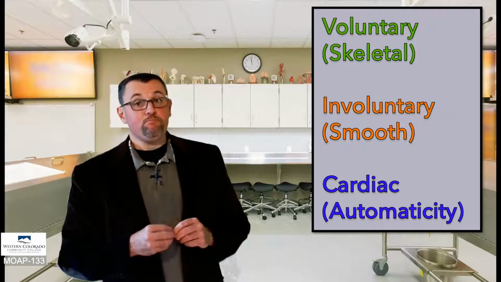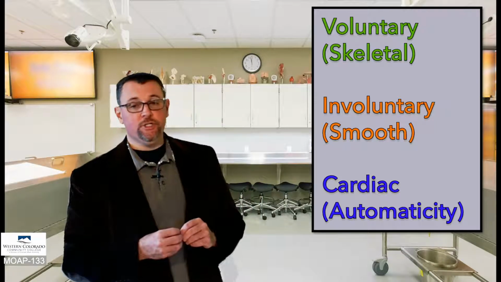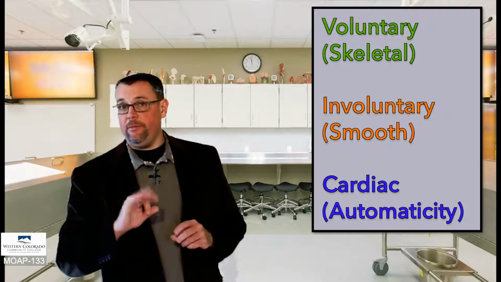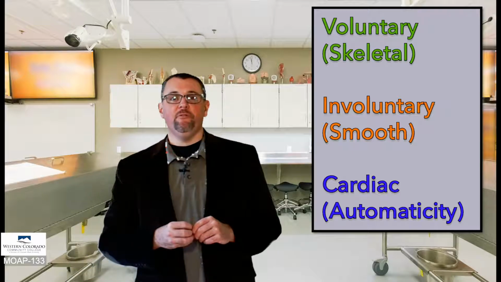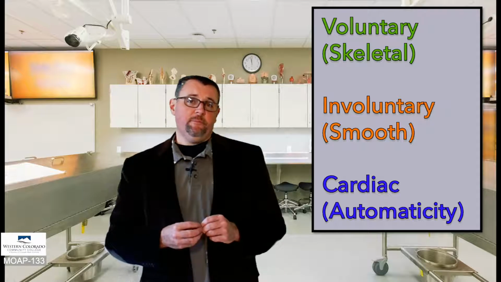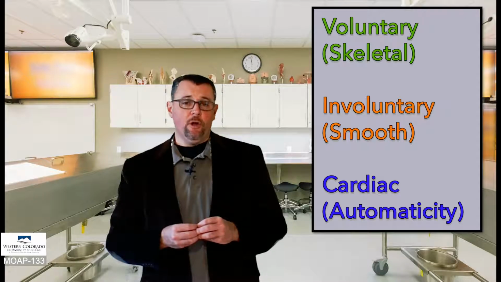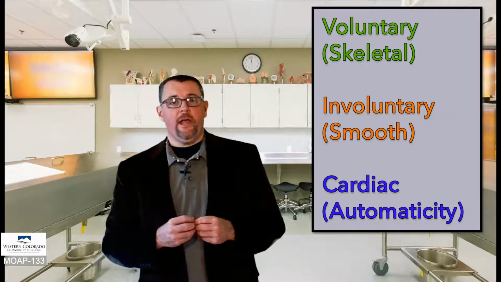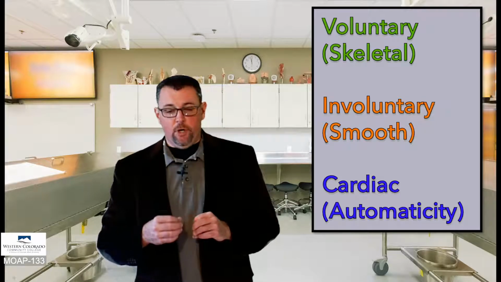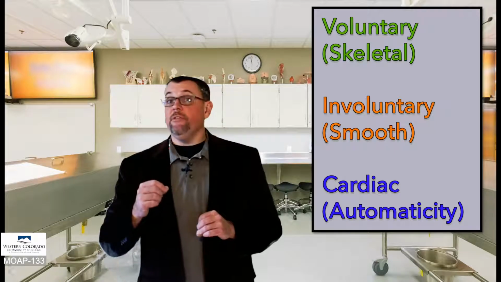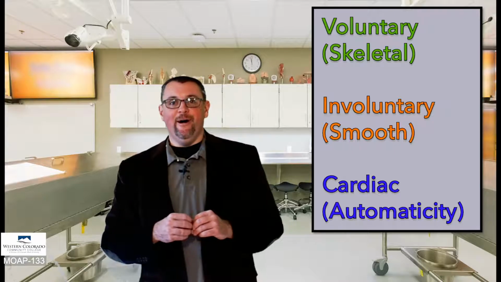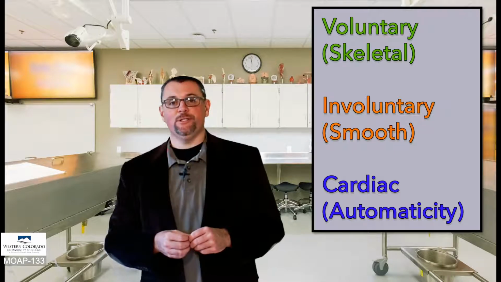Now, one important distinction here, you'll remember that I said we have three types of muscle rather than two. The third type of muscle is cardiac muscle. Probably the most common thing that people get confused about with regard to the types of muscle is cardiac muscle. It isn't classified as involuntary muscle, even though it's involuntary and it's beating. You certainly don't think about having to force your heart to beat.